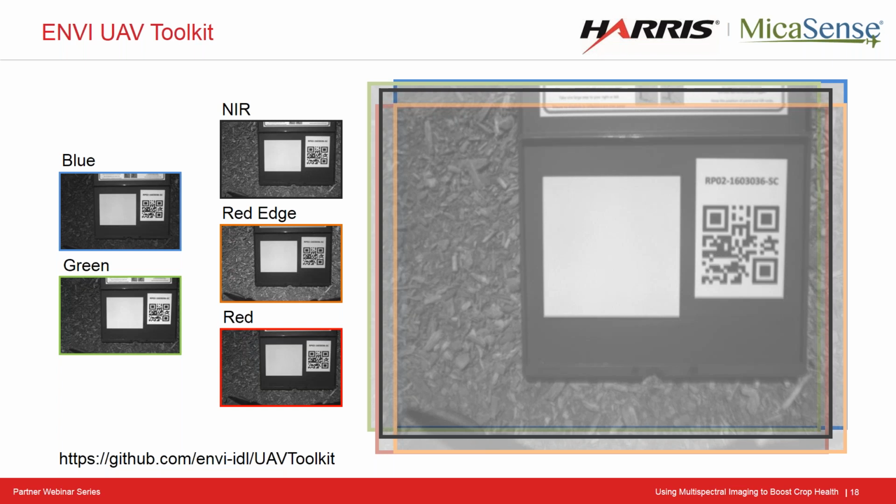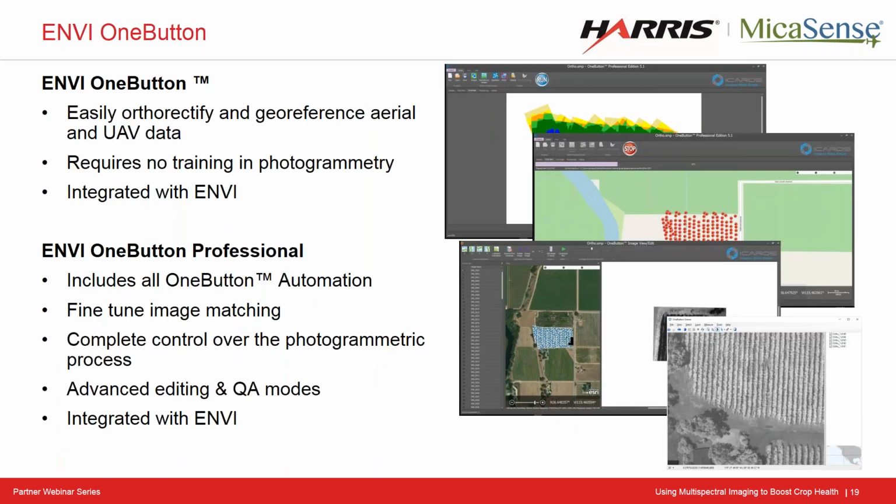And so taking the results from the ENVI UAV toolkit, we can then pass them into ENVI One Button. So this is our Ortho Mosaicing software. There's two different versions of One Button. There's the professional version, and then there's the base capabilities. Both of them will give you a beautiful Ortho Mosaic on the other side. The professional version just gives you a couple more tools to help get that crystal clear image.